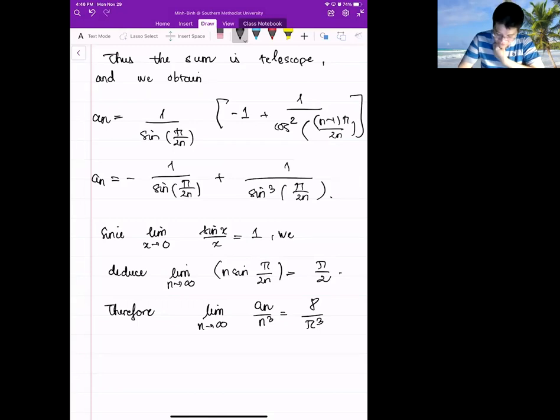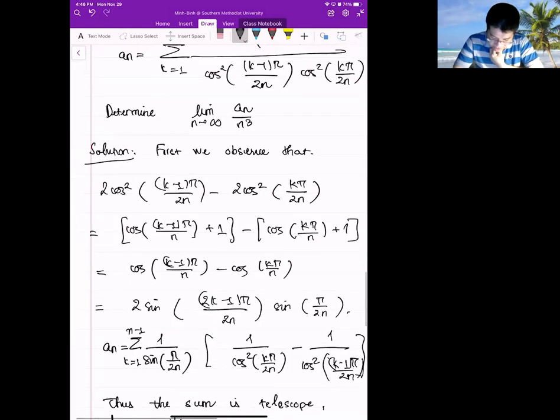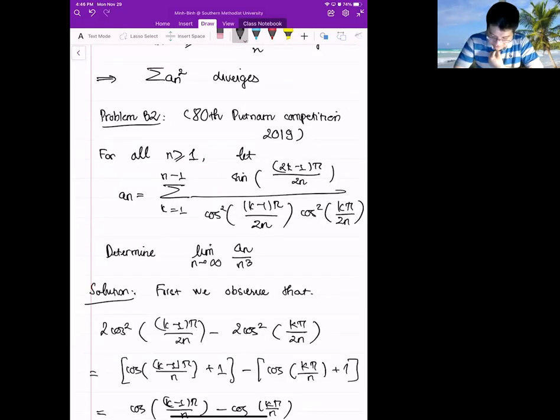All right, so let me explain again. The key of this problem is you have this a_n, which is the sum when k is going from 1 to n minus 1 of sin((2k-1)π/2n) over cos²((k-1)π/2n) cos²(kπ/2n). So the key in this exercise is to split a_n as a telescoping sum.